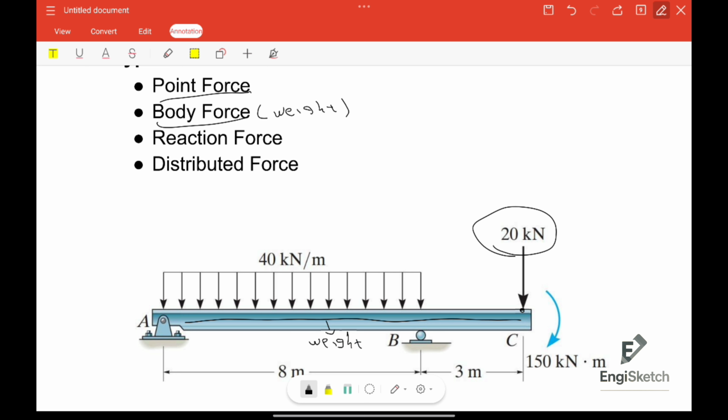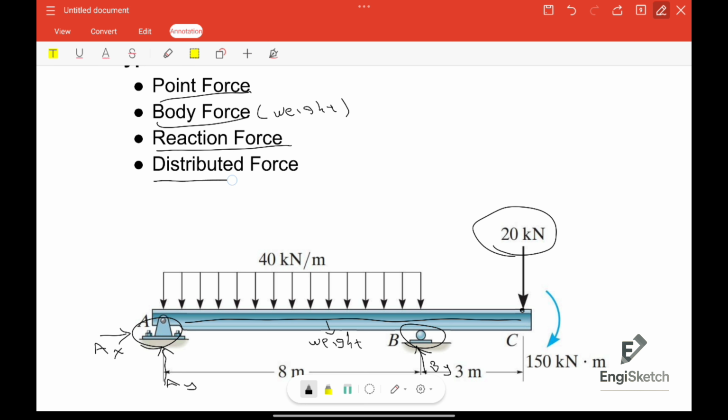Okay, the third one is the reaction force. Reaction force, here we have this reaction and this reaction carrying this beam. So here we have, for example, AY and AX. And here we have BY. These are the reactions we have in this shape.